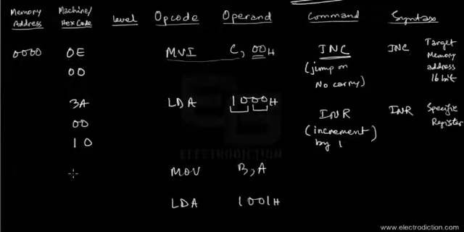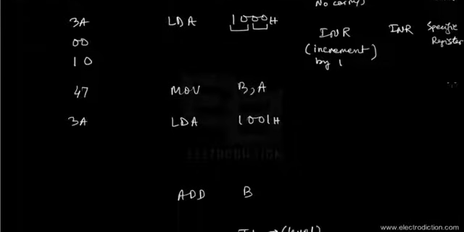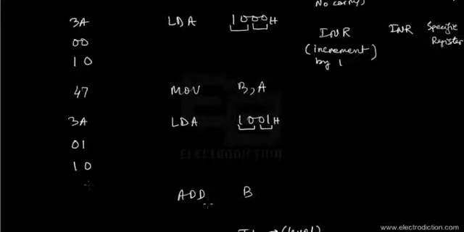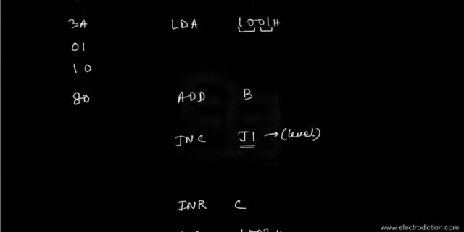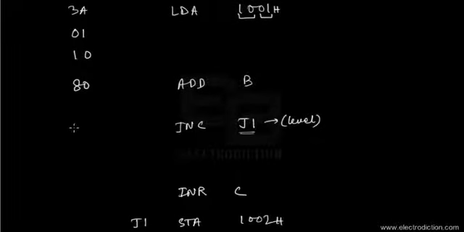Now for MOV B, A, the code is 47. Next we have LDA, which is 3A once again, and a memory location. Again, divide into 2 groups of 8 bits, store the lower 8 bits first, then the higher 8 bits. And for ADD B, the hex code is 80. For JNC, the code is D2.